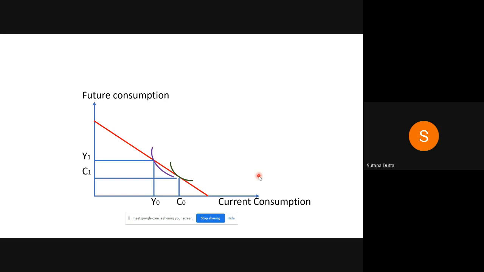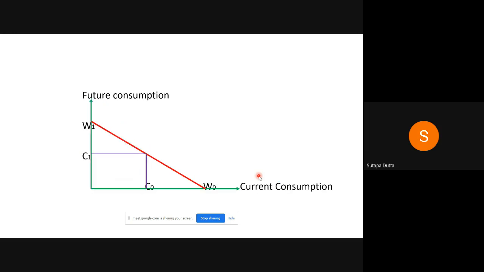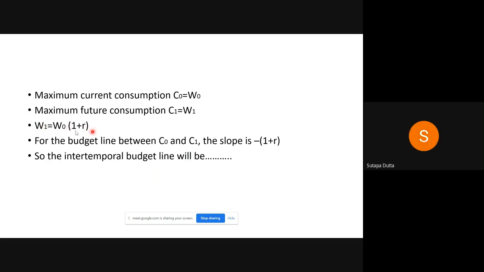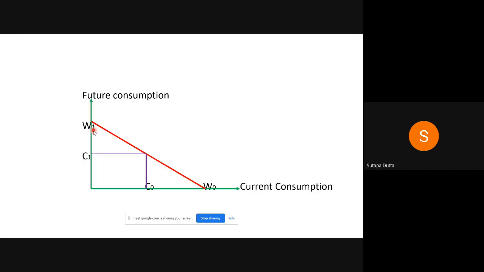Ma'am, can you please tell where you explained the slope of the budget line part, that is minus 1 plus r? Do you need the explanation again? Yes, ma'am. Where do we get this minus sign? This is future consumption by current consumption. So you have to take dC1 over dC0, and that will be minus 1 plus r.